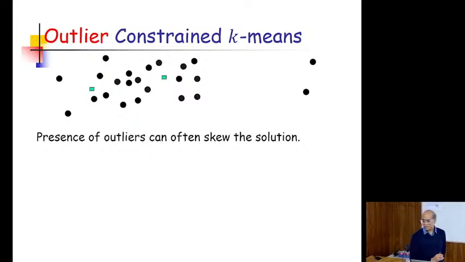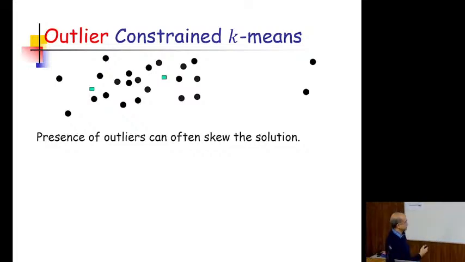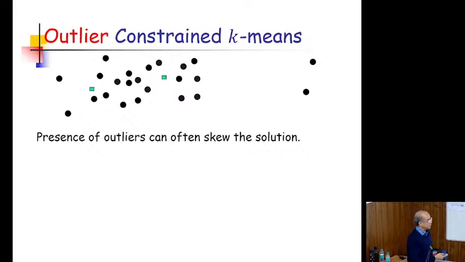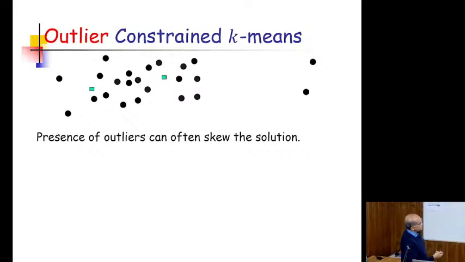Okay, so in the last maybe 5 minutes, I want to just show that we can even extend this to slightly more general settings, even when you have outliers. The presence of outliers can often skew your solution. So suppose you're solving k-means and there are 2 points which are very, very far away. That could completely skew your solution.